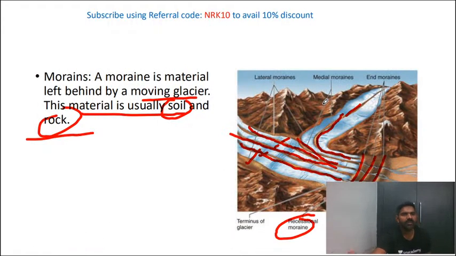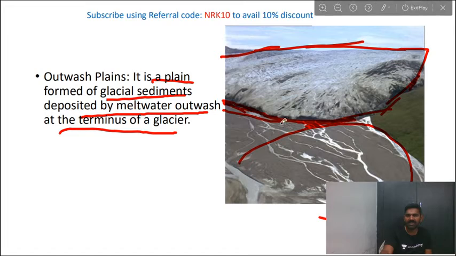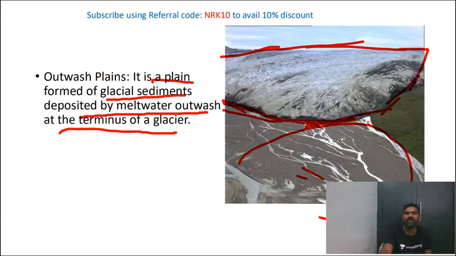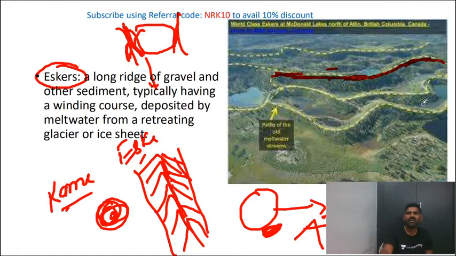Coming to the depositional. Moraines are depositional landforms. All the rocks that it brings, it will put at one point. This is called the moraines. And outwash plains. When the glacier comes and stops at one point, the water underneath gets melted. Water does not melt from the top, but underneath. The melted water will bring all these sediments, and that will create a plain called an outwash plain.